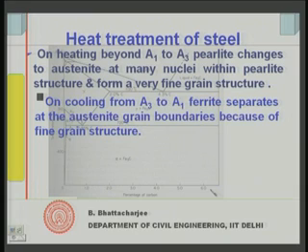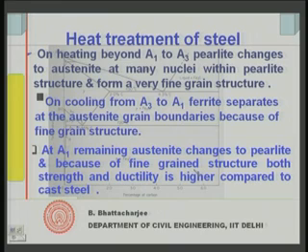Then again, let us say we cool it back. If we cool it back from A3 to A1, ferrite separates at the austenite grain boundaries. Now we have a very fine grained austenite structure, and when I cool it back, this austenite tends to start forming ferrite at the grain boundaries, because of the fine grained structure. At A1 all remaining austenite changes to pearlite, and because of the fine grained structure, both strength and ductility are higher compared to cast steel.